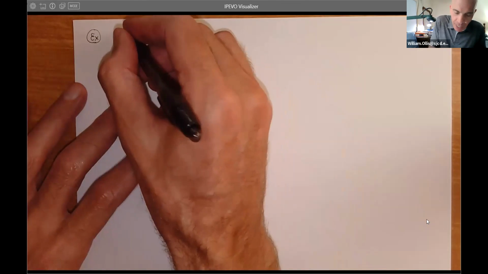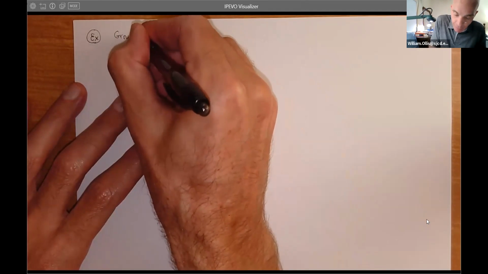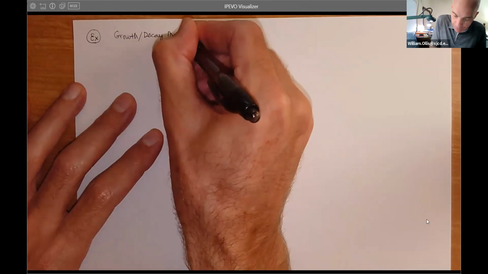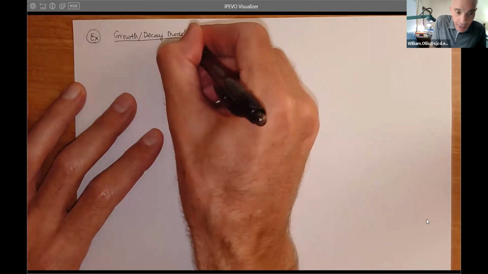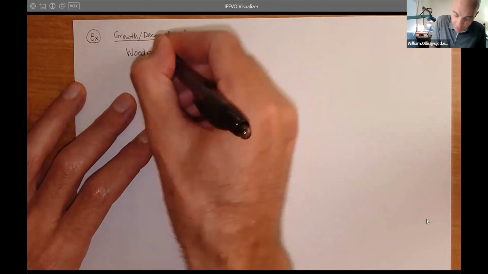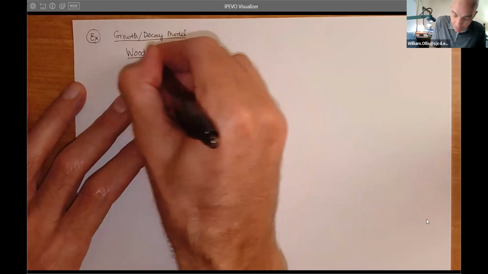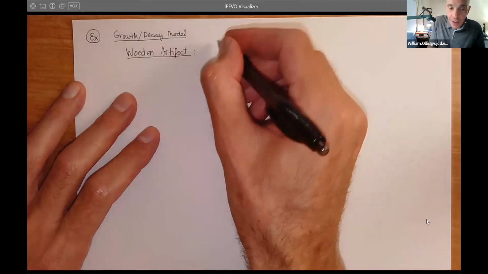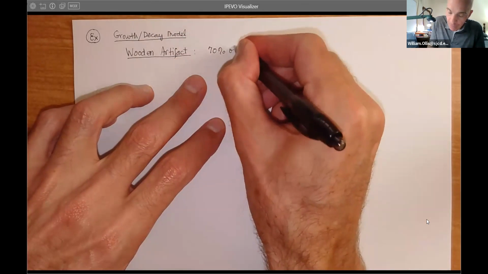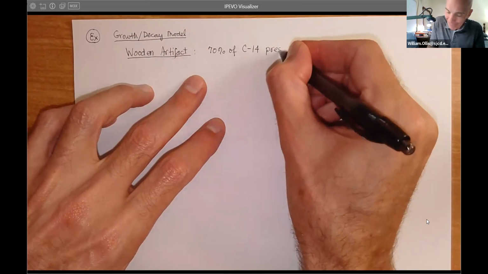So here, again, we have the growth decay model. So write that down, growth decay model. And we've located a wooden artifact. A wooden artifact. And this wooden artifact has 70% of the carbon-14 present in living trees.